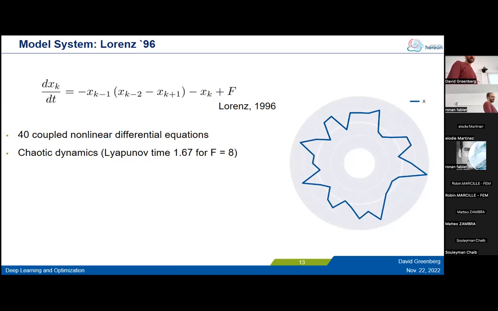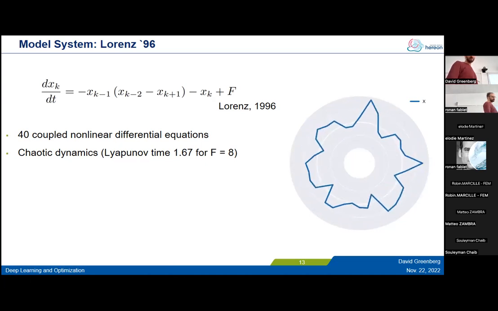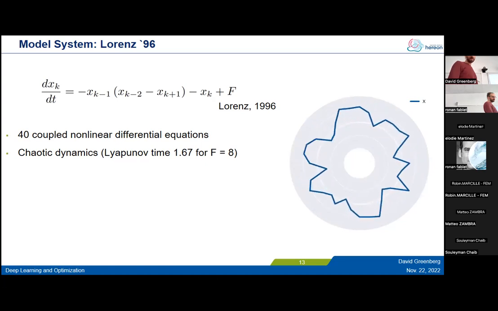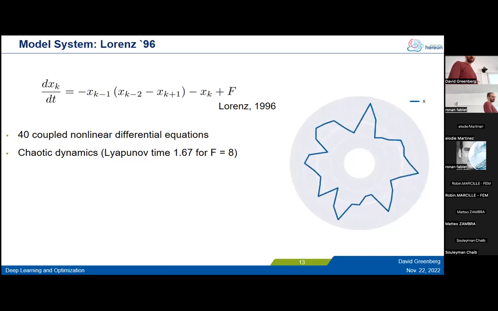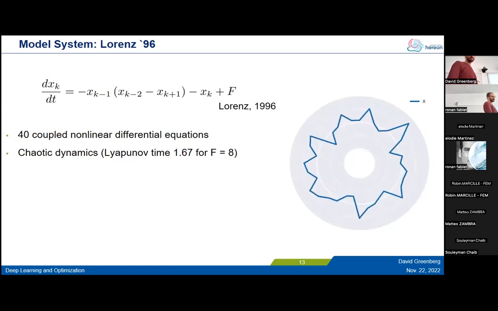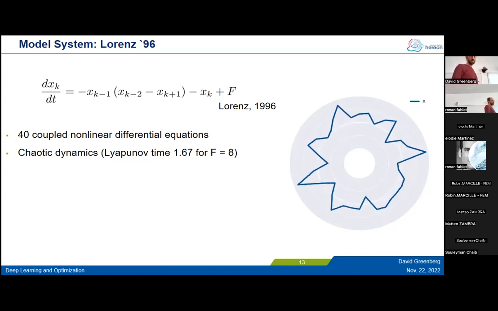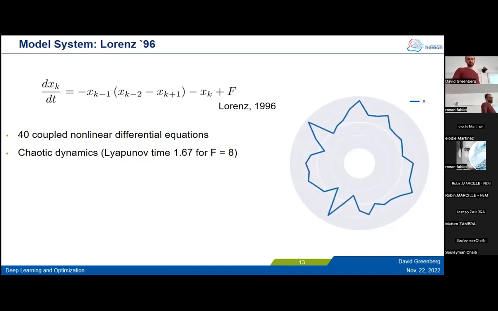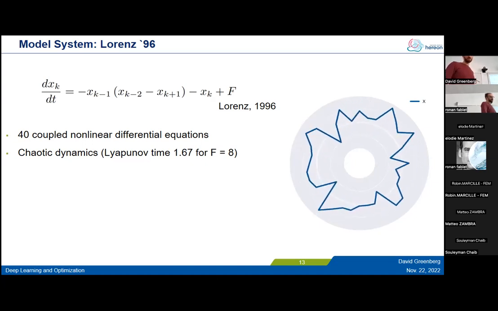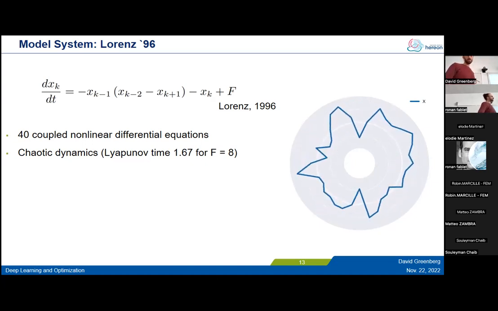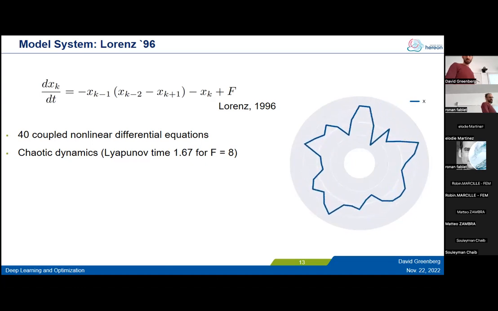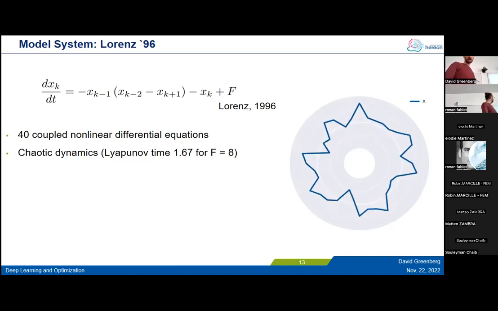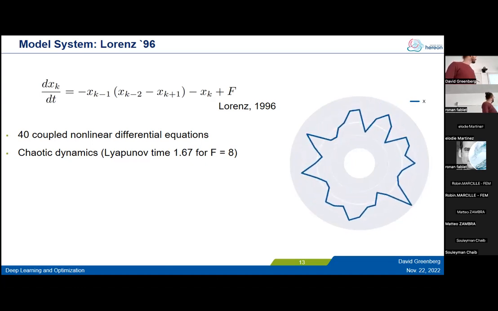on this periodic ring. And the time evolution of each location is affected by its neighbors, and there's a constant forcing term. And it's known to have chaotic dynamics. So for F equals 8, which we mainly use, we get a Lyapunov time of about 1.67 units. And so here's how these 40 different variables evolve over time.